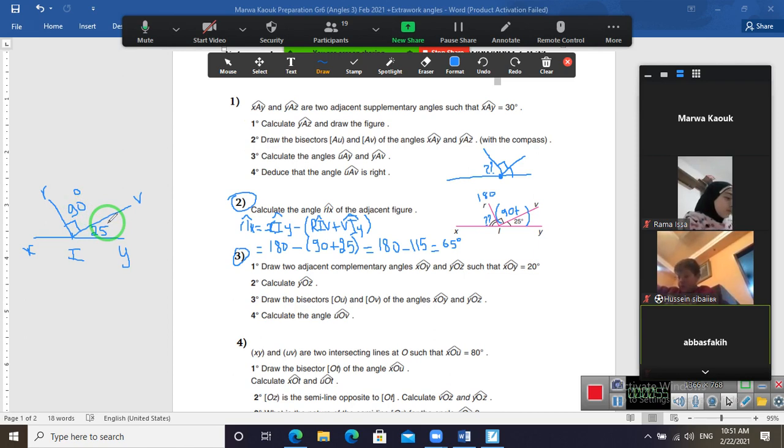So it will be 180 minus the sum of the two other given angles. It will be this one, 65. 180 minus (90 plus 25) equals 65.